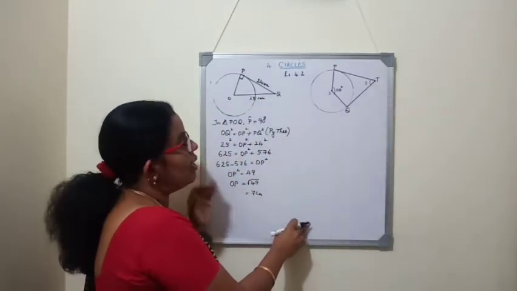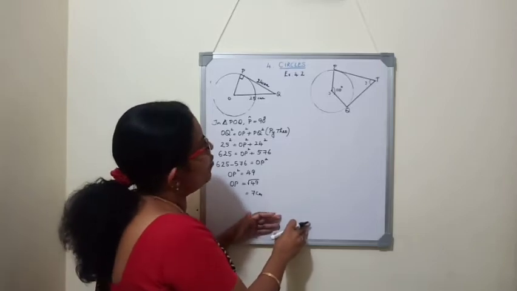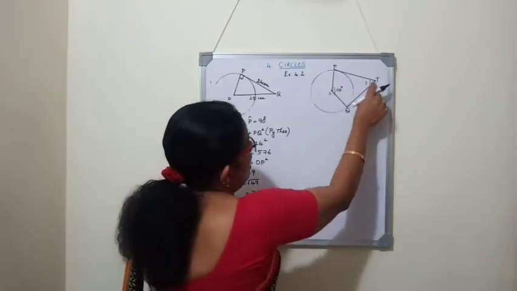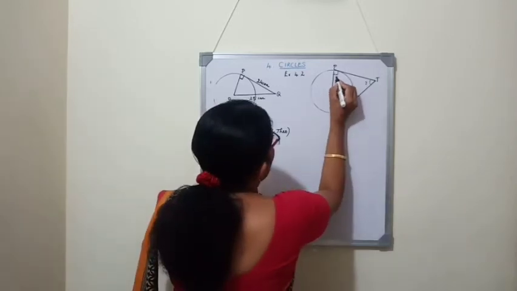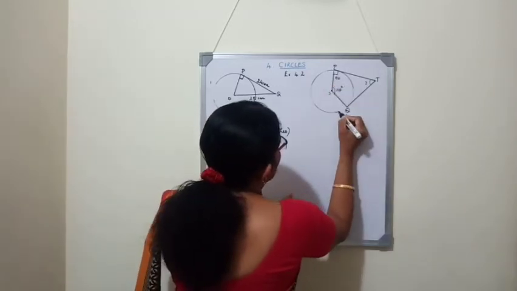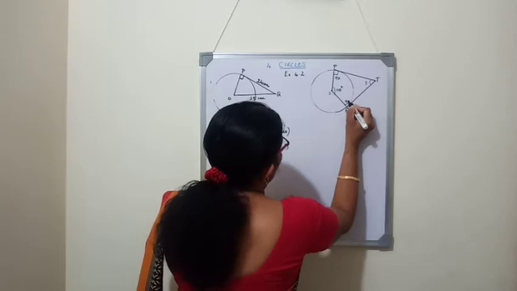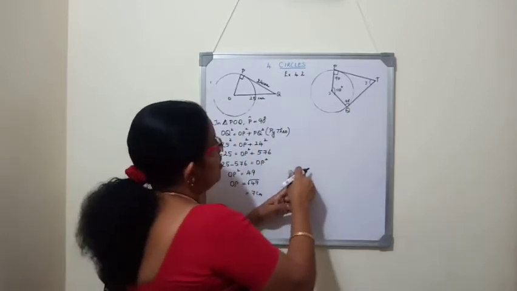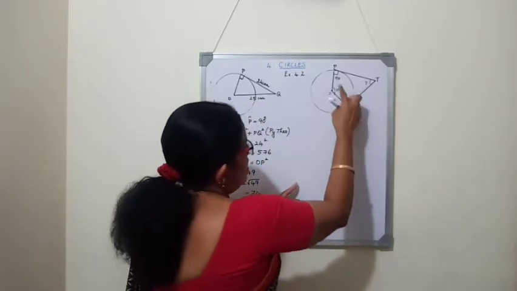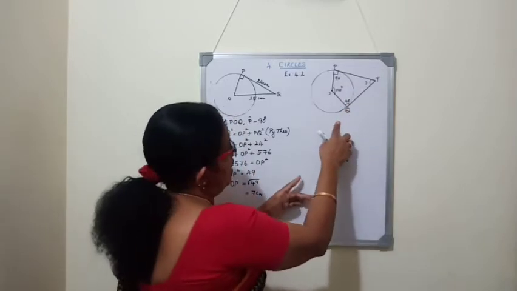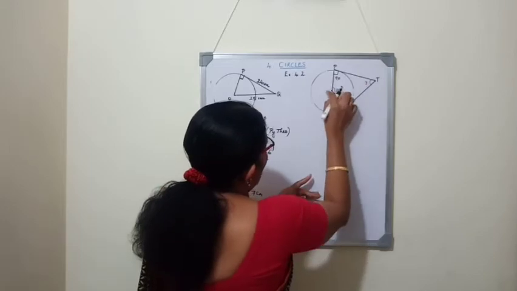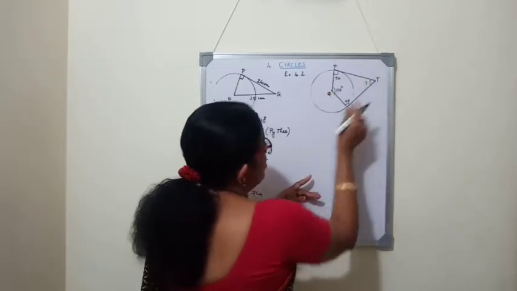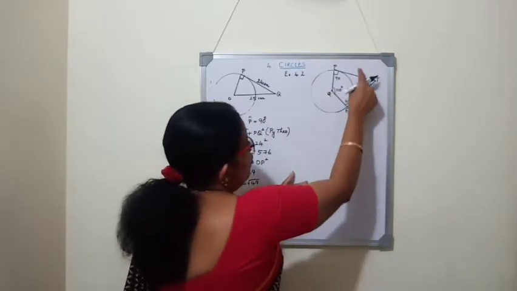Now we learned in the first theorem, theorem 4.1, that radius and the tangent are always perpendicular. So here angle P will be 90 degree, and angle Q is also 90 degree. Both the angles are 90 degree. So when we add 90 plus 90, we will get 180. See here, POQT. What is this? It is a quadrilateral, four-sided figure.